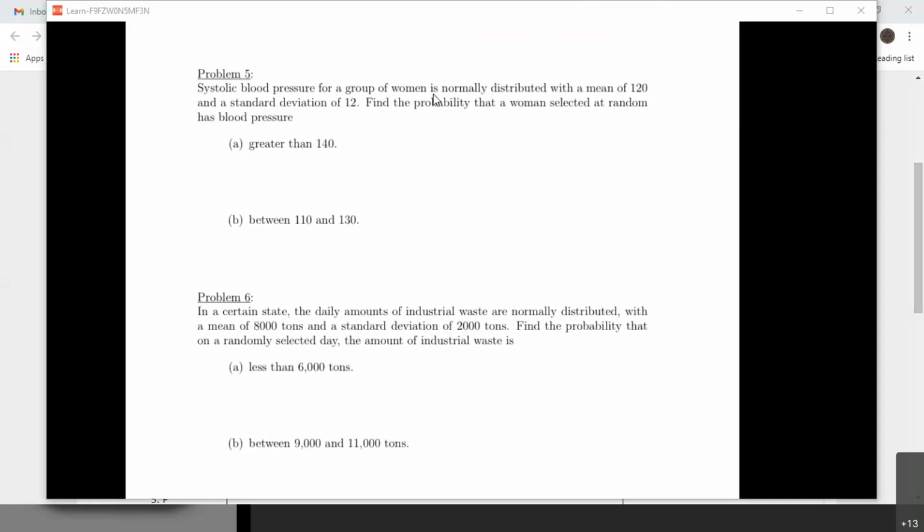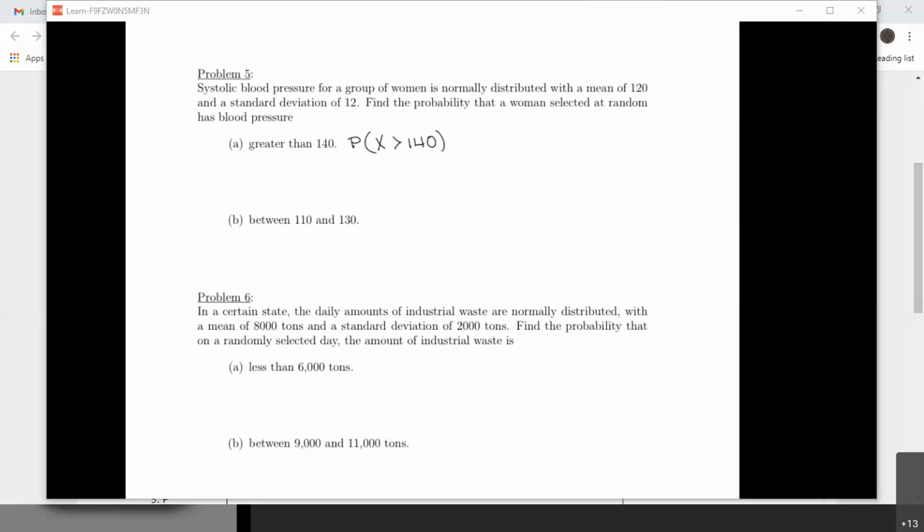So we're interested in that number for a group of women, okay? And that blood pressure number is normally distributed with a mean of 120 and a standard deviation of 12. So here's the type of question they could ask you. They could tell you, I've got this normal distribution. Find the probability that a woman selected at random has a blood pressure greater than 140. So you want to find the probability that X is greater than 140.